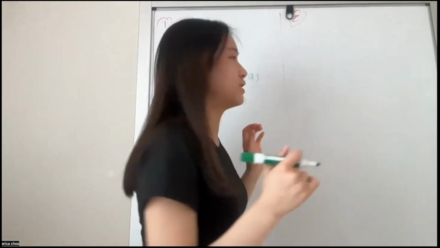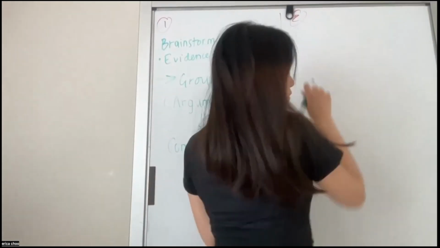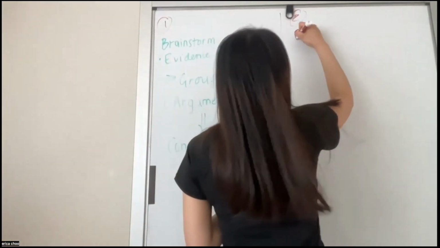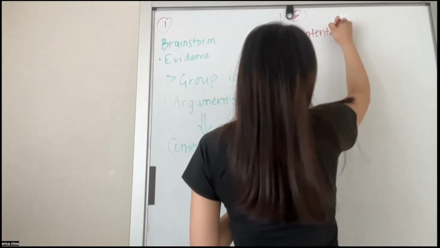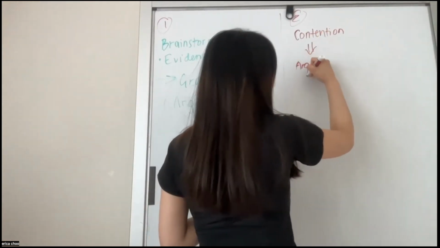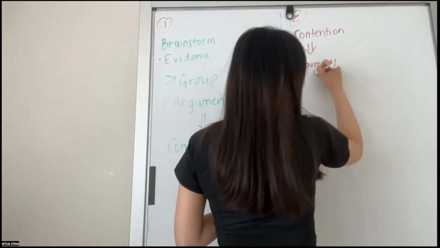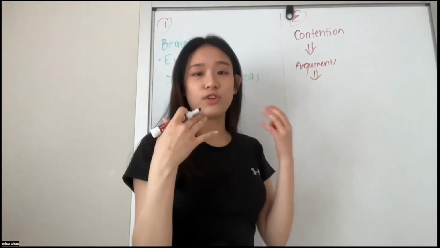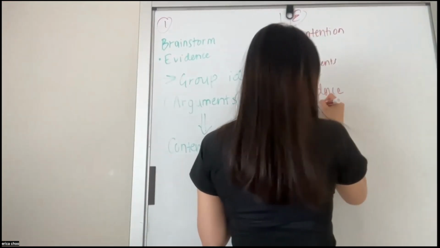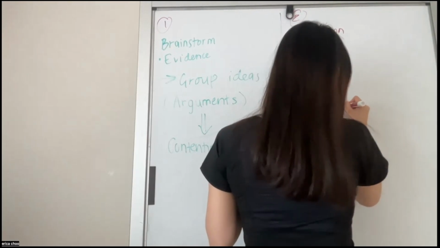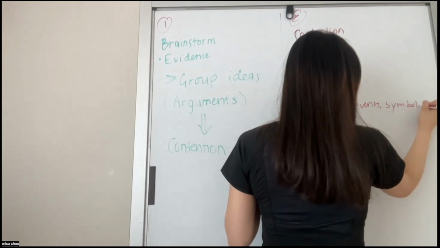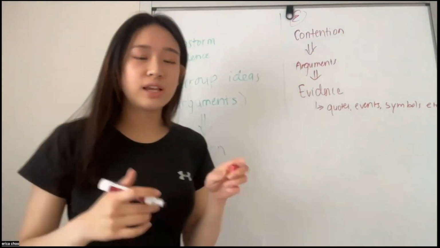Now, the other method, as you can probably guess, is you start off with a contention. And then from there, you build your arguments. And then within each paragraph of your arguments, you should have your evidence. This is related to quotes, events, symbols, etc. So that's how you should be thinking.